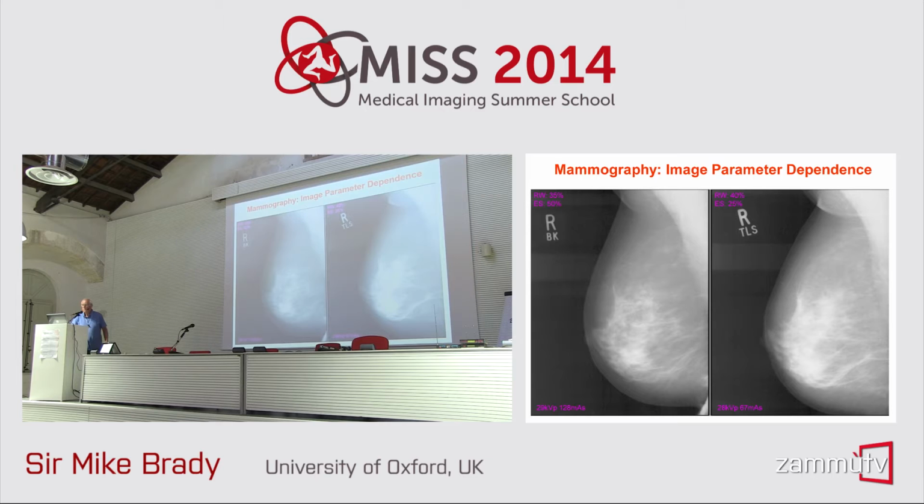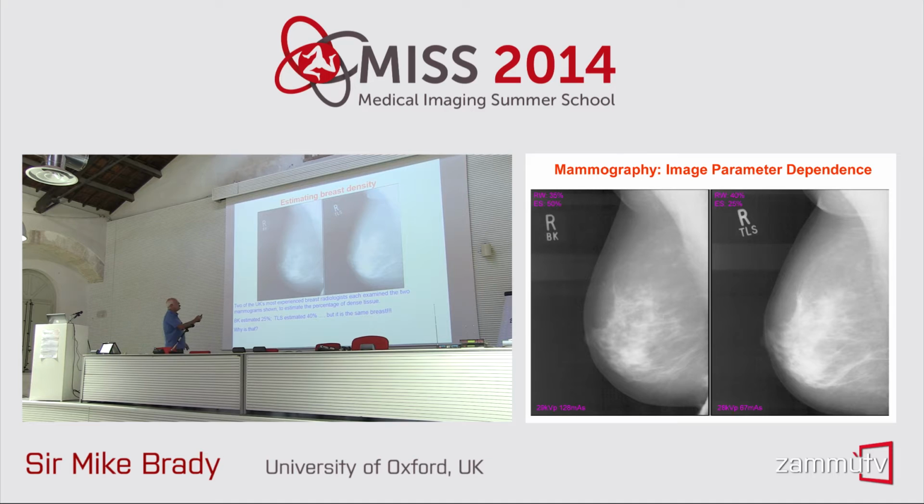So what's the problem? Here's two mammograms, okay? Two mammograms that actually look quite different. This one doesn't appear to have a lot of density. This one's got quite a lot of dense breast tissue, okay? They look quite different. And actually, if you look at these names up here, TLS and BK, they're two of the UK's most experienced radiologists. They were asked to estimate the amount of dense breast tissue within those two mammograms. And one on the left, this woman here, reported 25%. It doesn't look like there's very much dense tissue. This woman recommended 40%. That's a big difference, 25 to 40%. The only problem is, it's the same breast and those two images were taken 10 minutes apart.